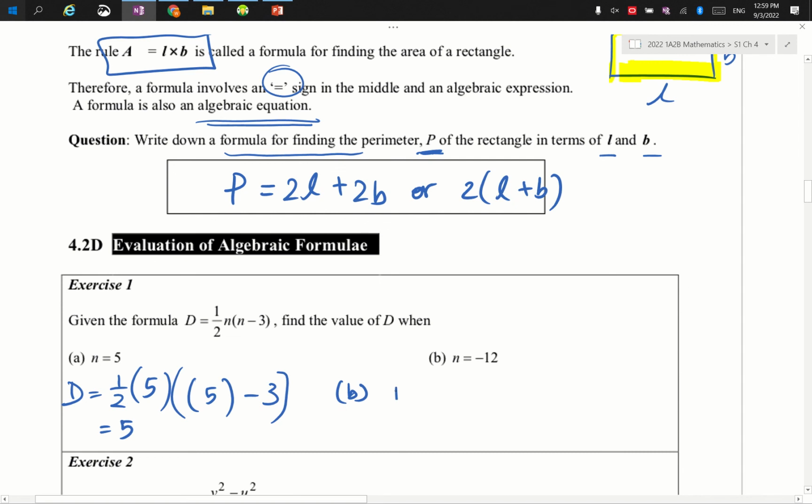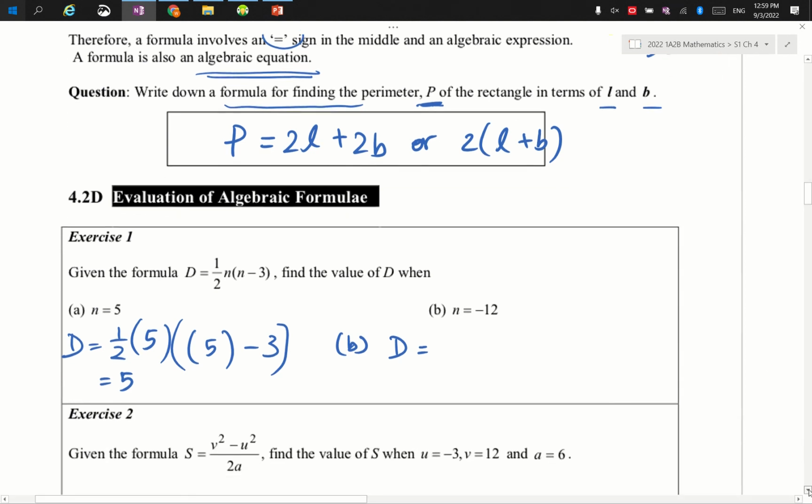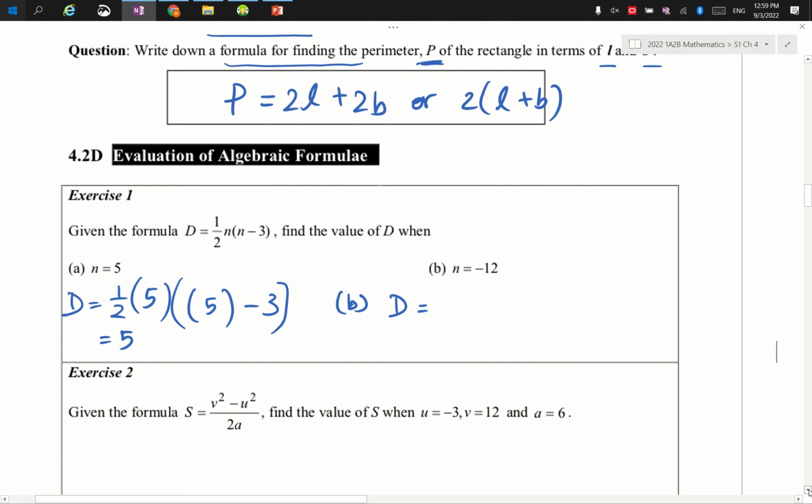Find the value of D when n is equal to negative 12. So D equals to, copy down everything except for the n. The n you change to bracket. Done with our brackets. So we have half bracket, open bracket, another bracket, minus 3, close bracket. I'm going to put in the value which is negative 12 and negative 12.